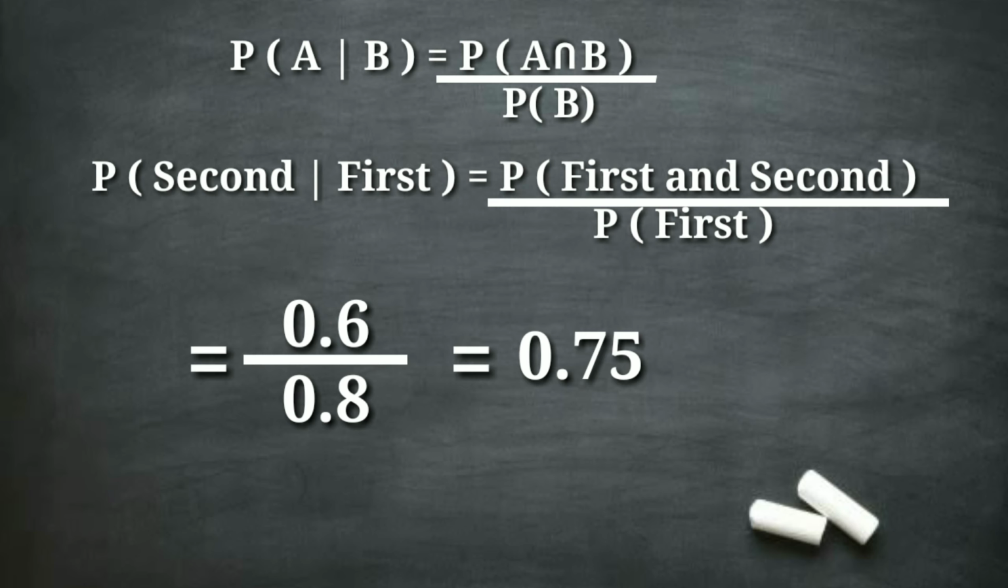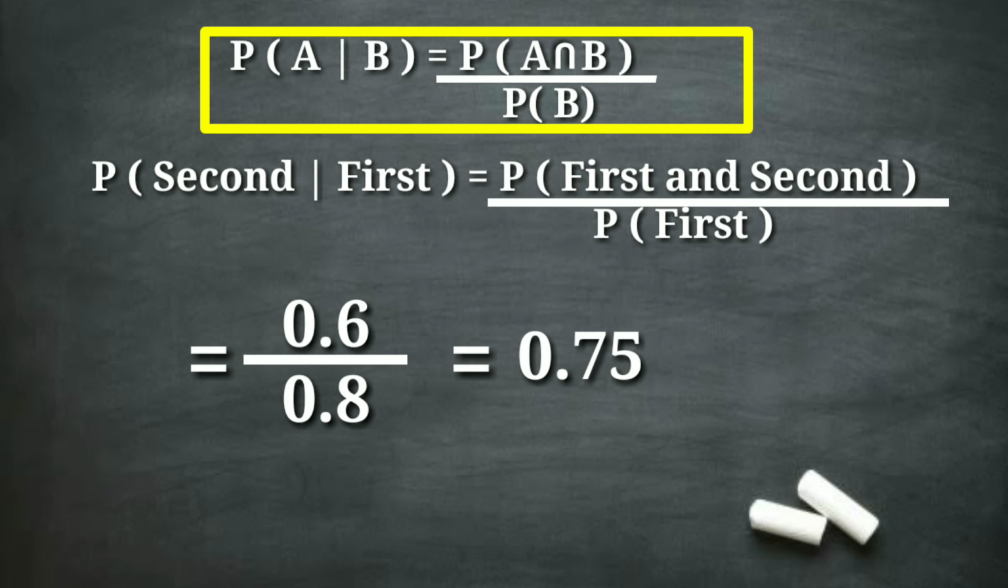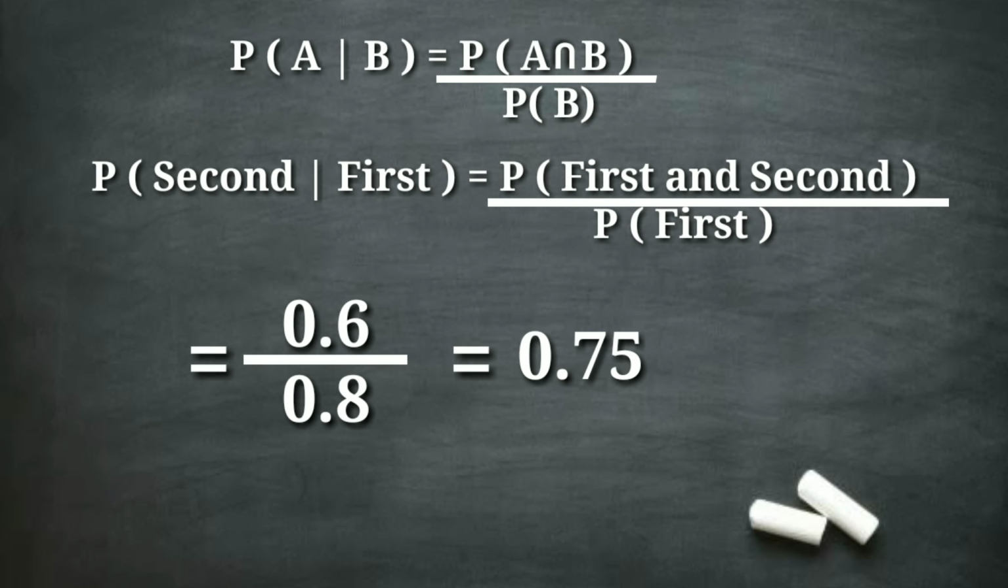So we have here the solution of the conditional probability. The probability of A, which is the second, given B, which is the first. Now divide the probability of A and B, which is the first and second, with the corresponding value of 0.6, by the probability of B, which is the first, with the corresponding value of 0.8. So the probability that Bob passes the exam is 0.75.